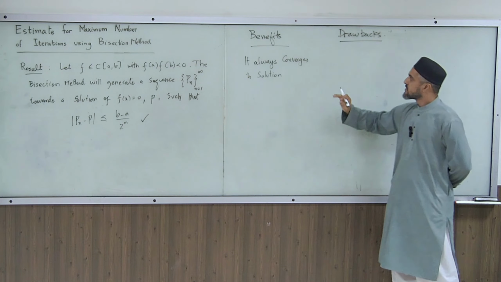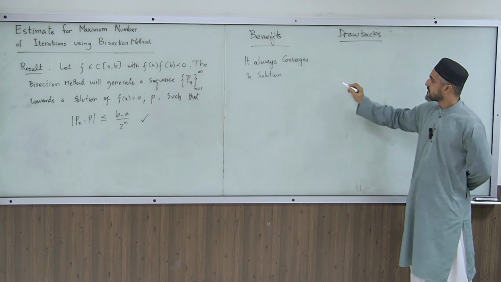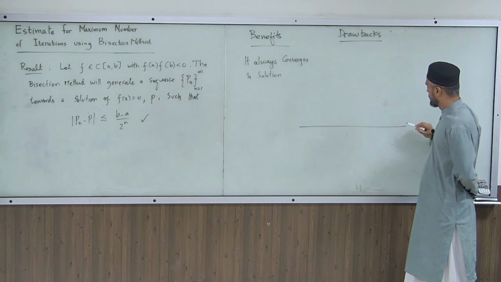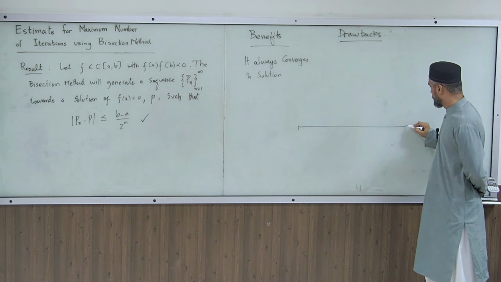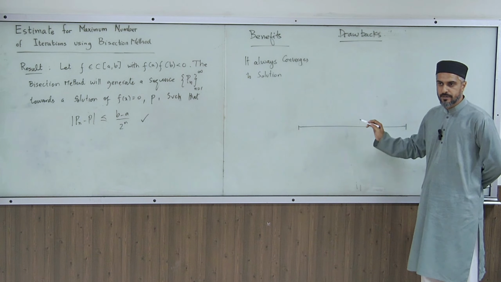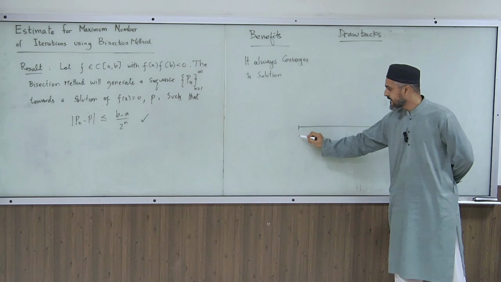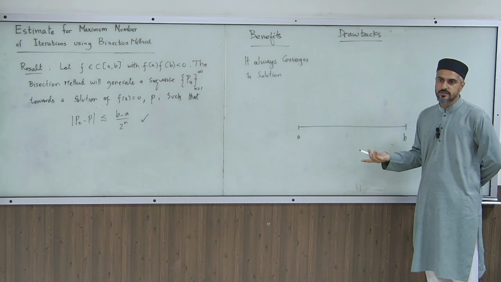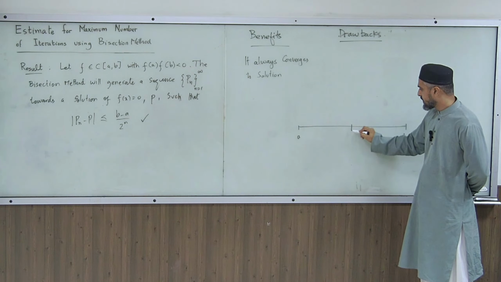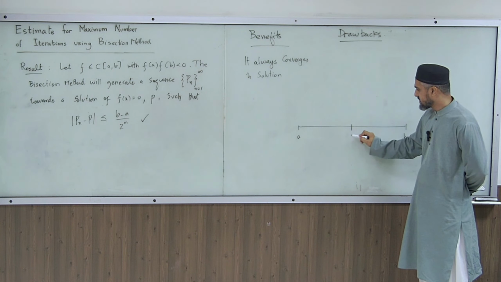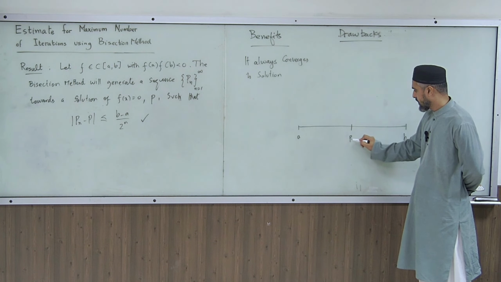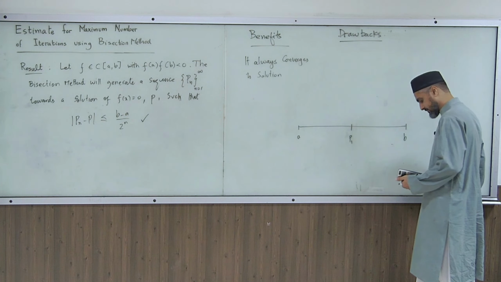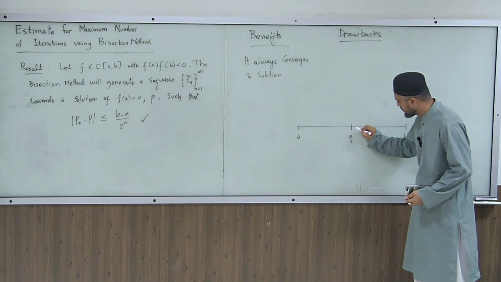So a drawback is, I'll try to explain the drawback using a pictorial view. Let's say there is an interval a and b, and the solution lies in this interval. For example, this is the central point, and for example, our solution lies here.